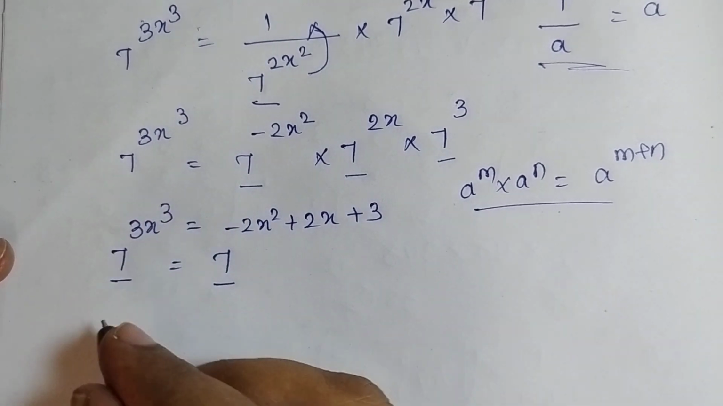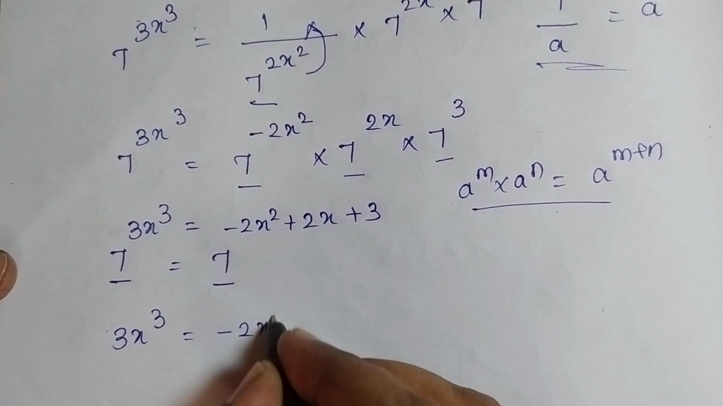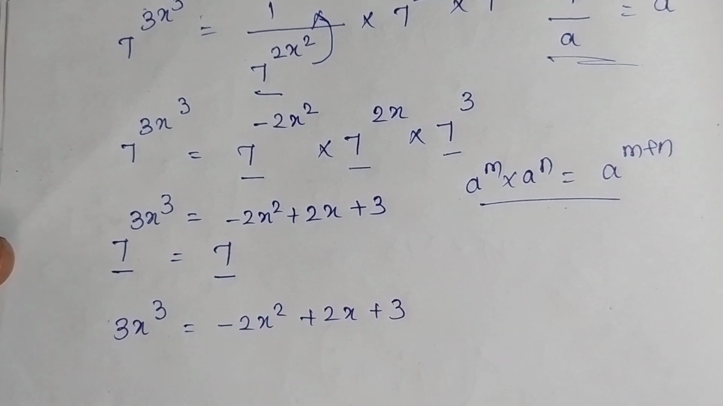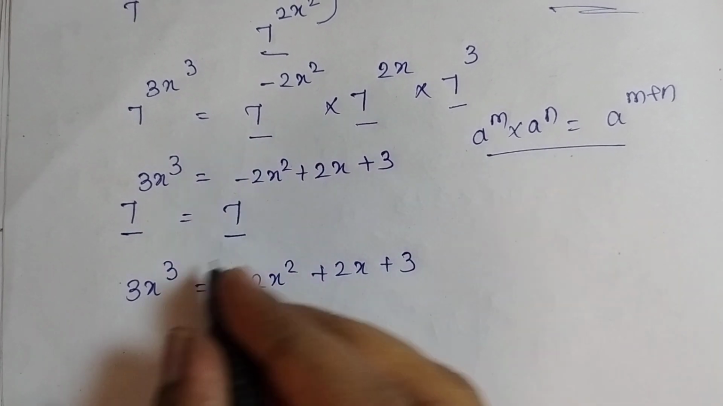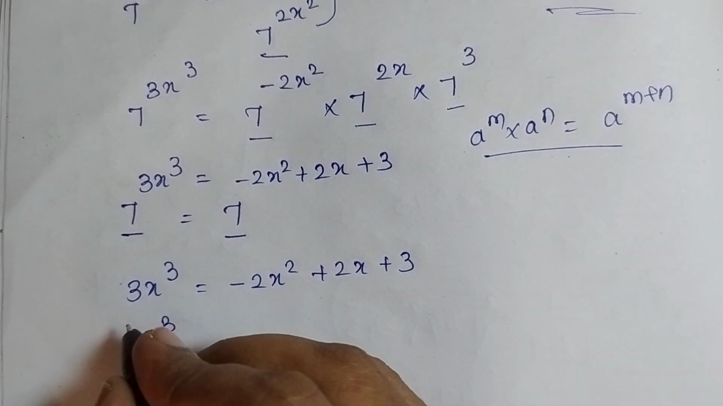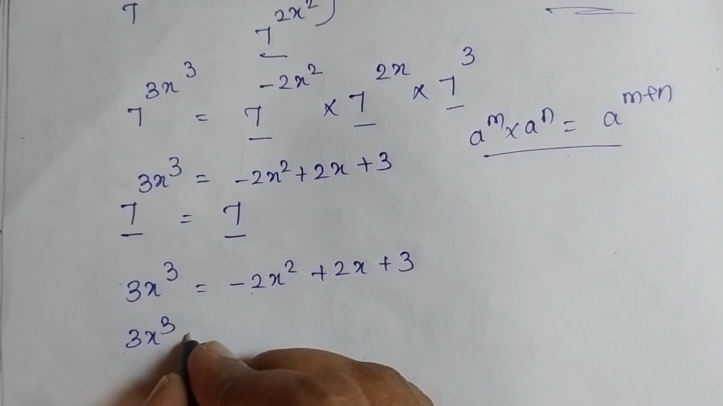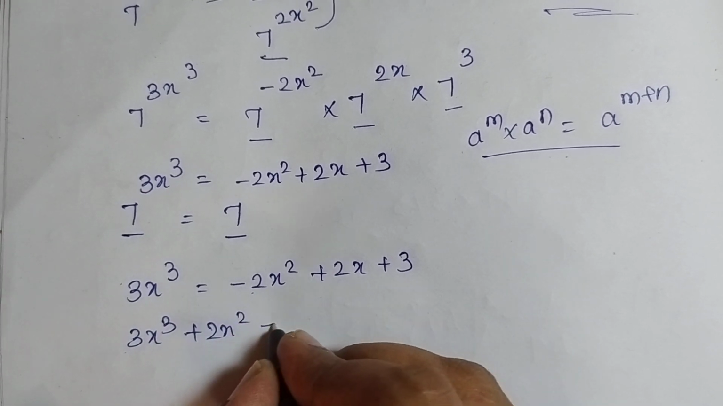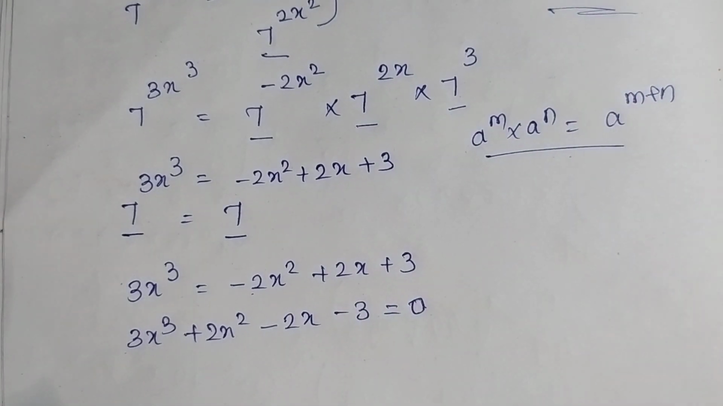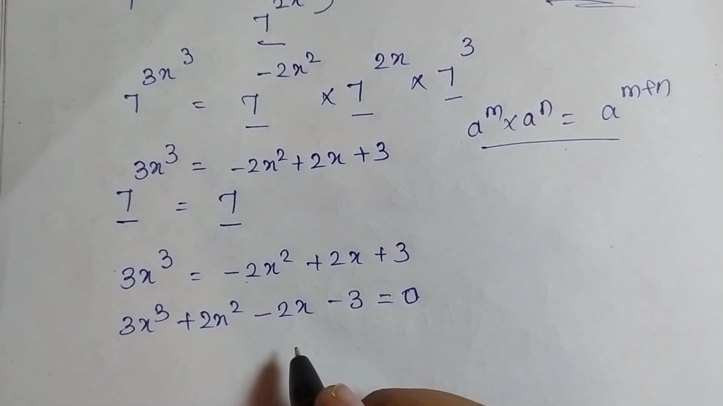Therefore from this we can write 3x cube equals minus 2x square plus 2x plus 3. Now I'm going to rewrite this as 3x cube, shifting these terms towards the left side. Therefore minus 2x square becomes plus 2x square minus 2x minus 3, which is equal to 0. So now I'm going to solve this equation by the synthetic division method.